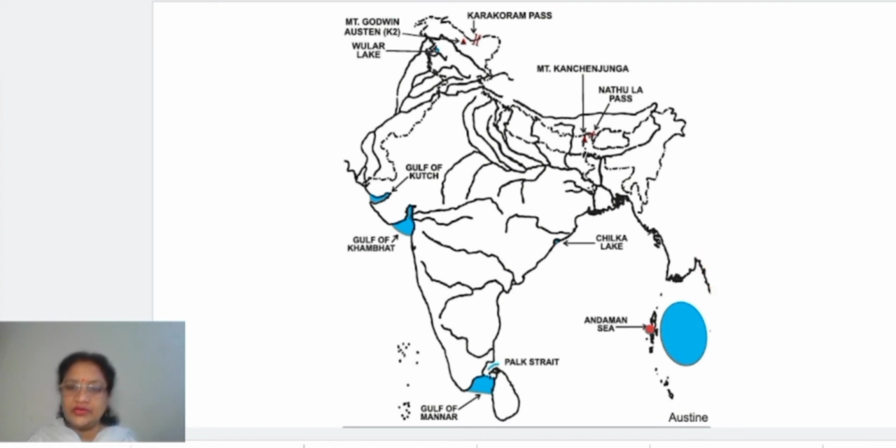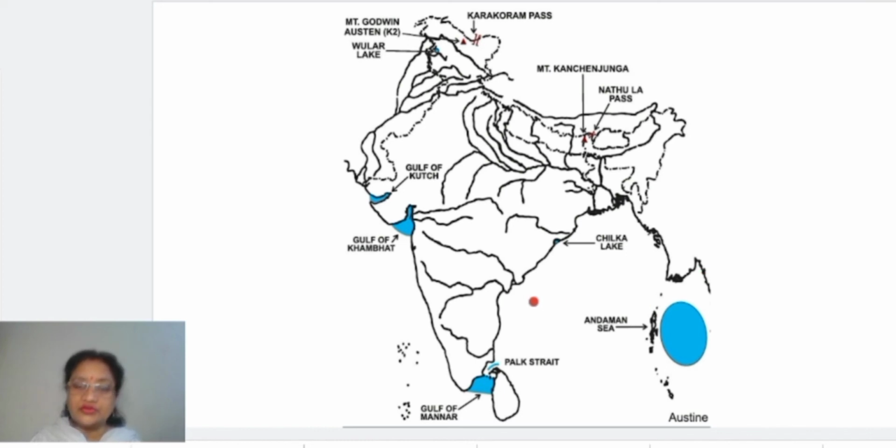So in between these two there is a water body, and this water body is called by the name Andaman Sea. This is called Andaman Sea. So this is the next thing we have to mark. In between Andaman on one side and Myanmar on the other side. This is Andaman Sea. Clear now?